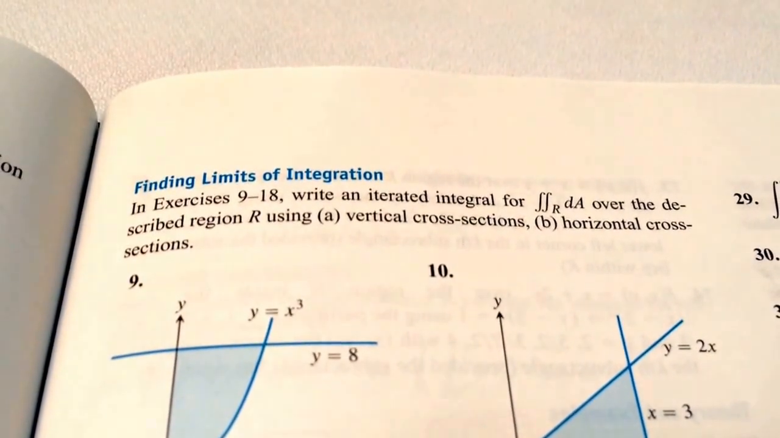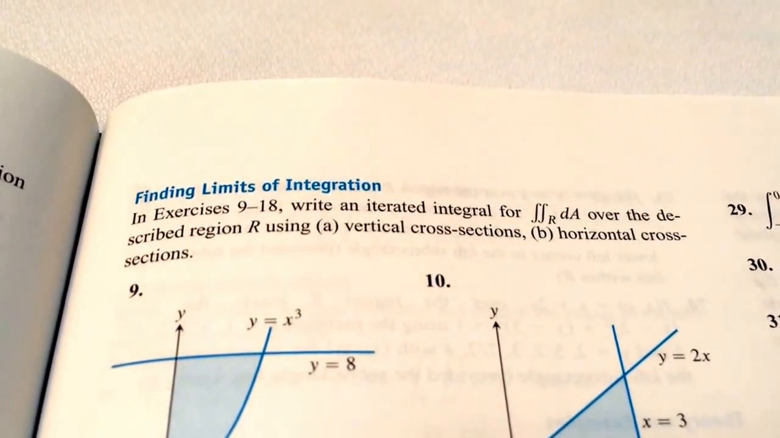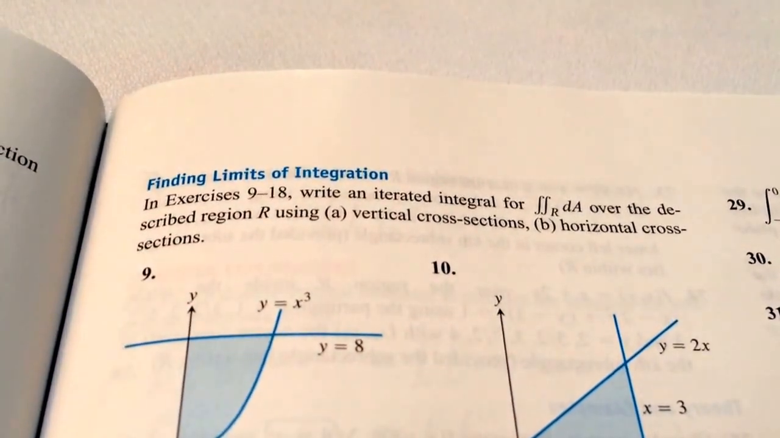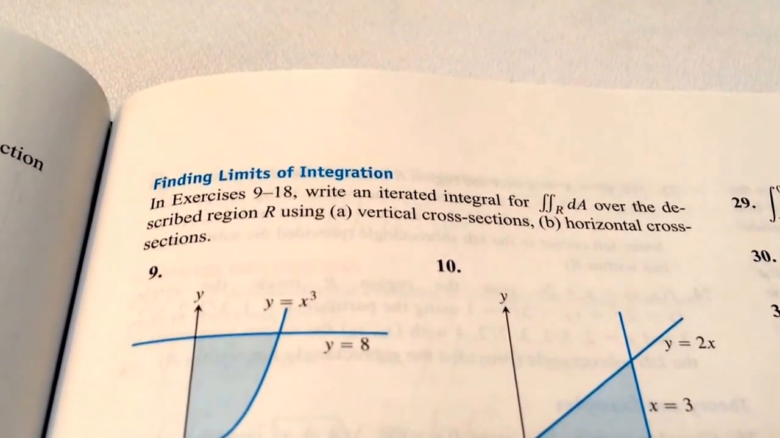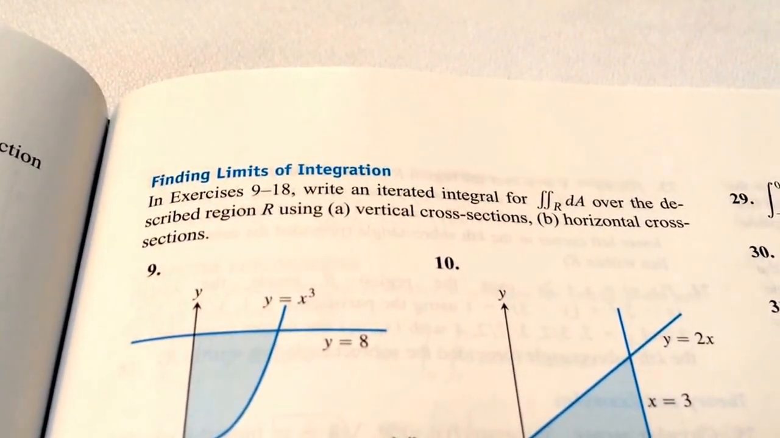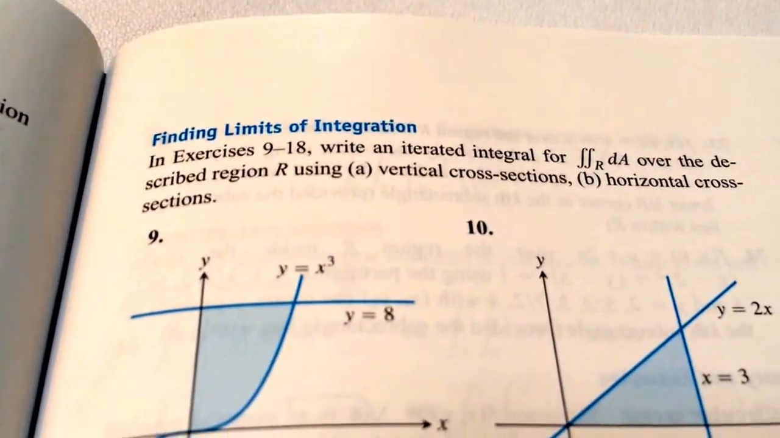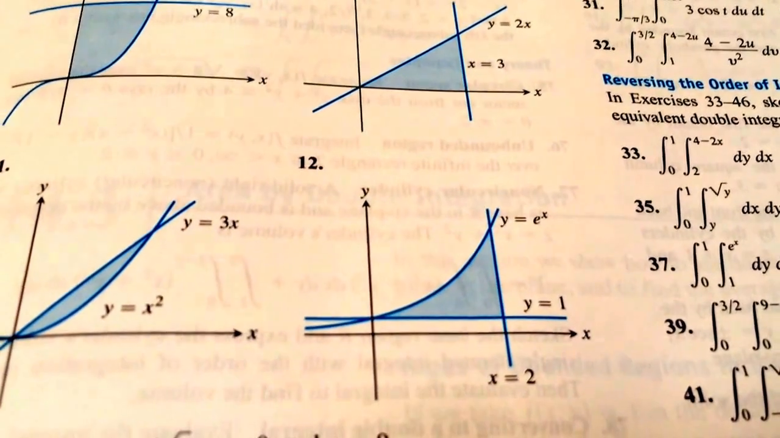Okay, 9 to 18. Write an iterated integral. Remember, that's just the double integral version of a definite integral, so it just has to have bounds on it. Over the described region R using A, vertical cross sections, or B, horizontal cross sections. So we are going to look first at number 12. They already drew the picture for us.